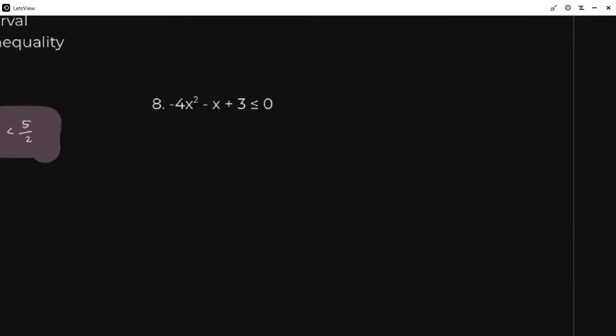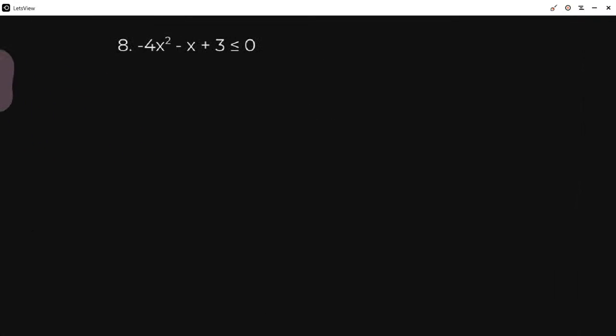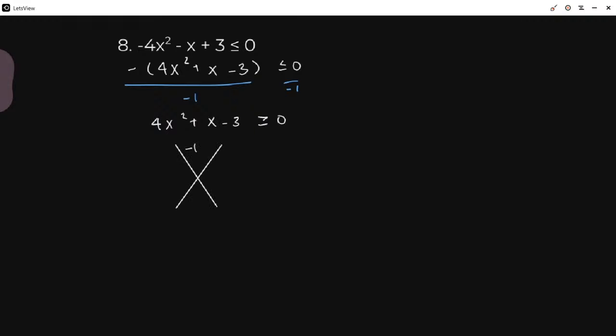Okay, next one we have negative 4x squared minus x plus 3 is less than or equal to 0. So when factoring, we always want to take out the negative first. So that'll be 4x squared plus x minus 3 is less than or equal to 0. And we can divide everything by the negative 1. So we'll get 4x squared plus x minus 3 is greater than or equal to 0. Then we're going to factor. So on the top is -12, on the bottom is 1. So the two numbers that will multiply to -12 and add to 1 would be 4 and -3.